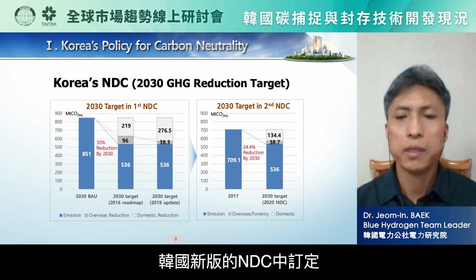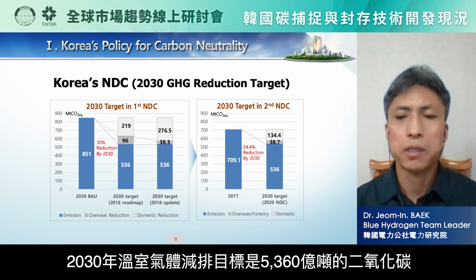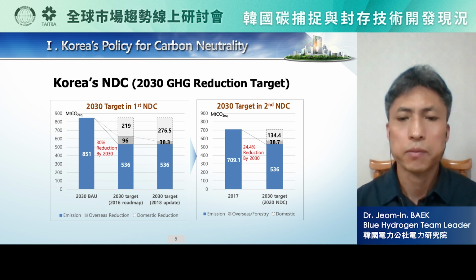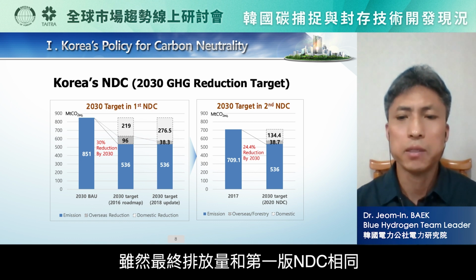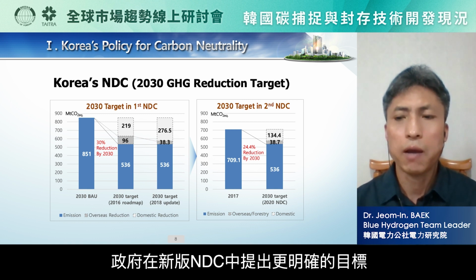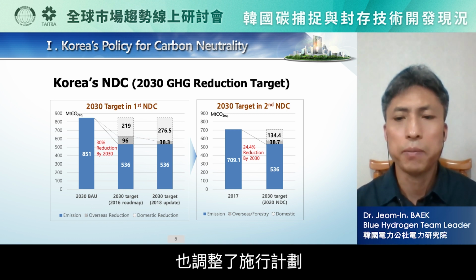In the Korea's new NDC, the greenhouse gas reduction target was set as 536 million tons CO2 in 2030. This is 24 points less than the emission in 2017. Although the final emission is the same as the first NDC, the government said that a clearer target and updated implementation plan were presented.